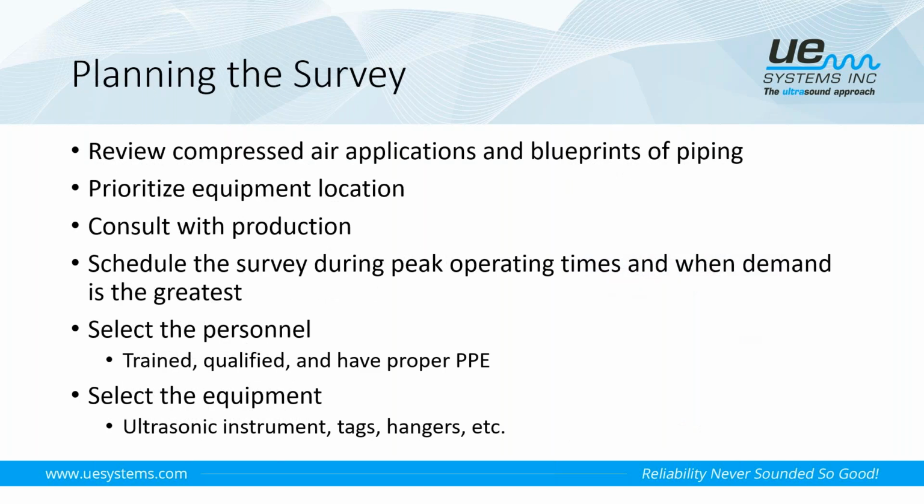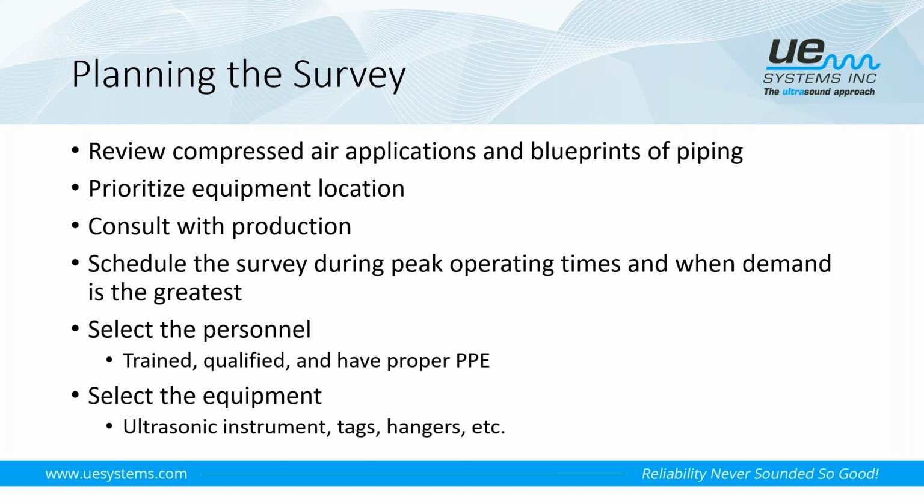Now, prior to the survey, we want to review our compressed air applications. We want to review blueprints of piping, so that way we know where all of our piping is running. If you're in a plant or a facility that has some age to it, if it's been around for a long time, things have been added to, things have been taken away. So we need to know where the current use of compressed air piping is, where our current system is running. So we want to document that.